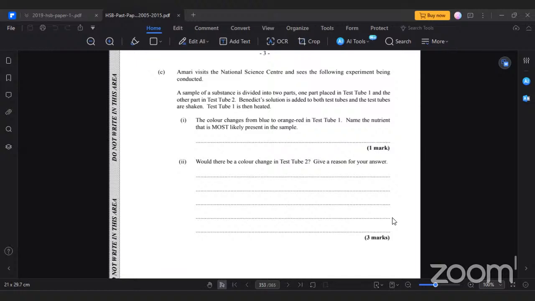Somebody, you're going to take 1 for me, and another person is going to take 2. 1: the color changes from blue to orange red in test tube 1. Name the nutrient that is most likely present in the sample. So somebody take that question for me, please. And somebody else take: would there be a color change in test tube 2? Give a reason for your answer.